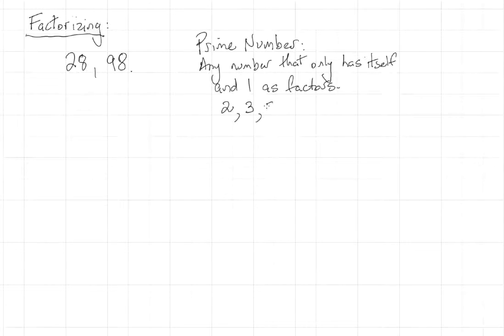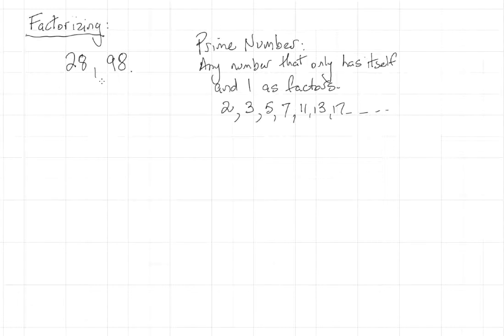The next one after that would be 5. 6 is not prime because it's got more than 2 factors. 7 is prime because it's 7 and 1. 8 is not prime, it's got more than 2 factors. 9 has got more than 2 factors, and then 11, 13, 17, etc. So they are the prime numbers.